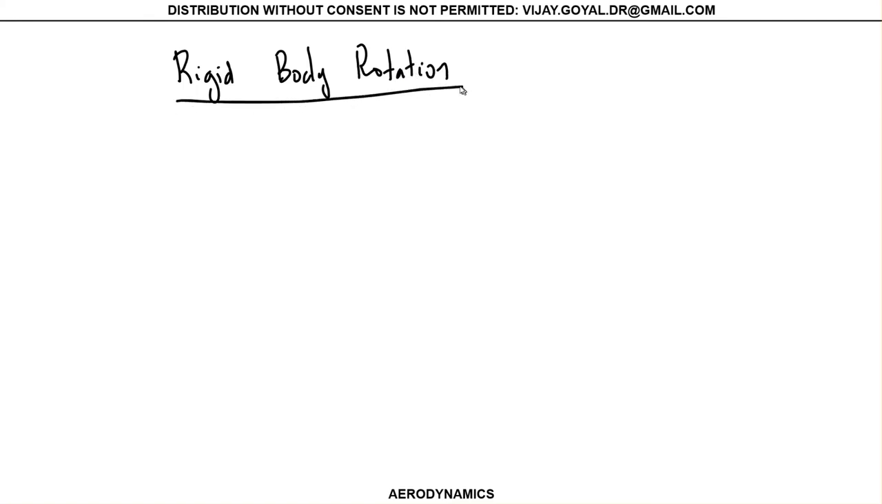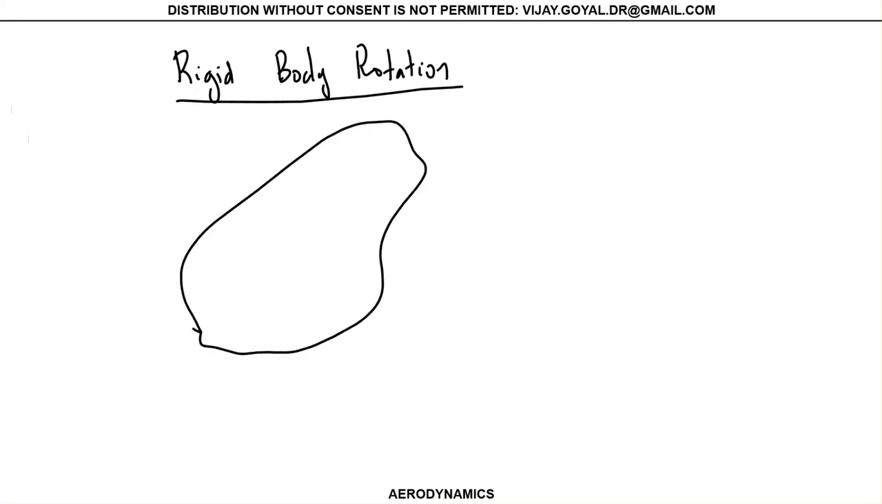What is a rigid body rotation? So let's suppose I have an arbitrary body. In that body, I have, let's suppose, a coordinate system. So in this coordinate system, I have something in this direction. Everything is happening in this direction.